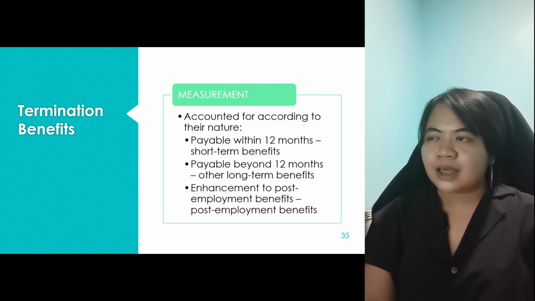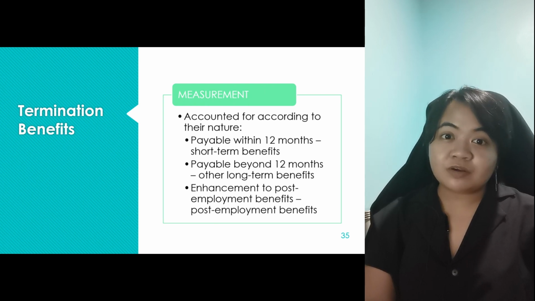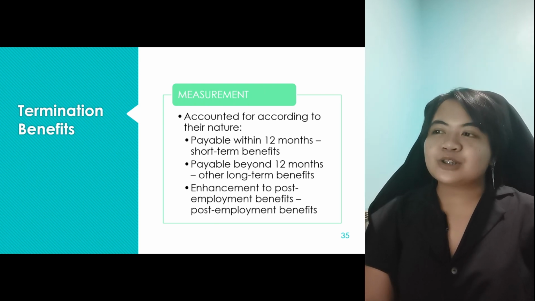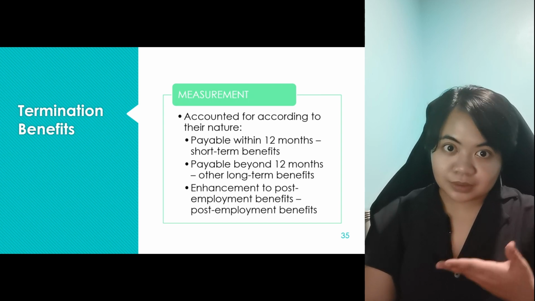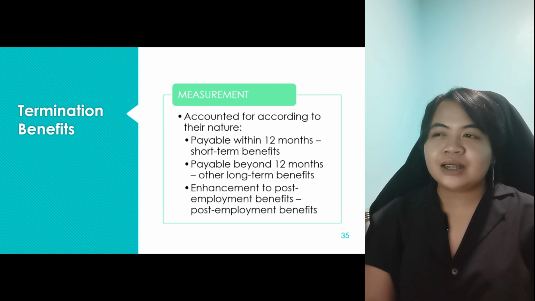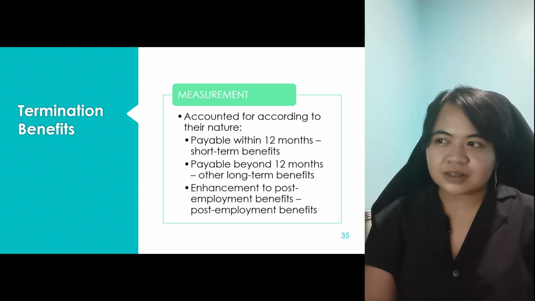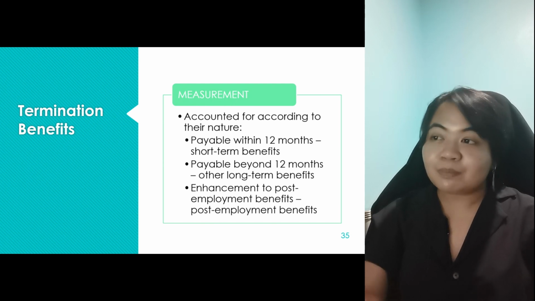Okay? Measurement is accounted for according to their nature. If payable within 12 months, this is short-term benefits. We will come back to how short-term benefits are accounted for. Payable beyond 12 months, other long-term benefits. If an enhancement to post-employment benefits, then it is post-employment benefits. So, it depends on which category it falls under.